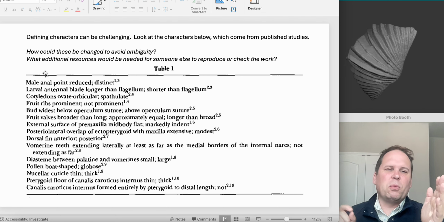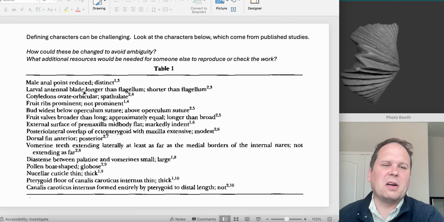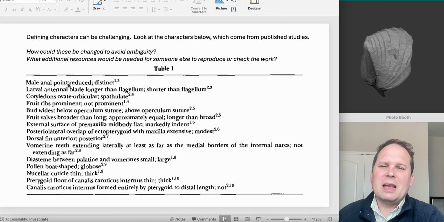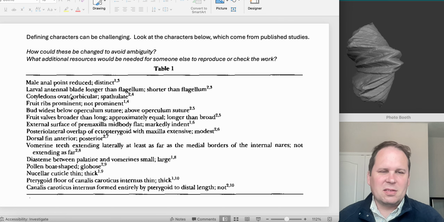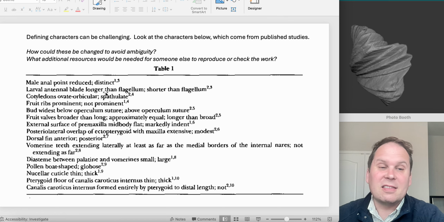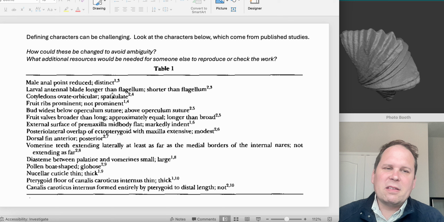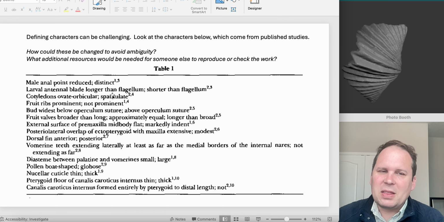And say, of that, which body part are we talking about? So in this case, we're talking about a male anal point. And like, okay. And then of that male anal point, what do we see? So we've got a reduced version, which means hard to see, and a distinct version, which means, I guess, easy to see. But where's the dividing line between there?